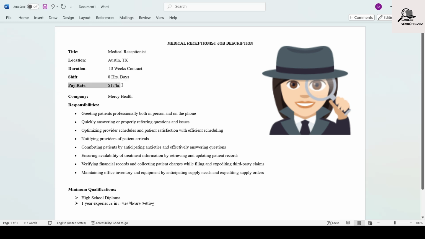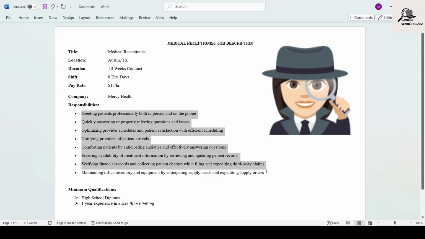8-hour days means an 8-hour shift starting from 7 or 8 in the morning till 3 or 4 in the evening. The pay rate will be around $17 per hour. The pay rate is always on an hourly basis in the US for each and every position, specifically for contracts. And the company is Mercy Health or Mercy Hospital. So these are the basic details.